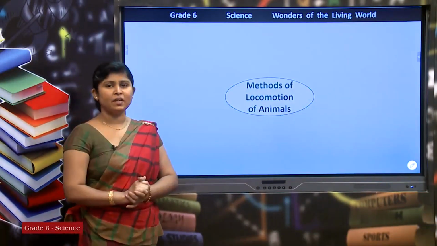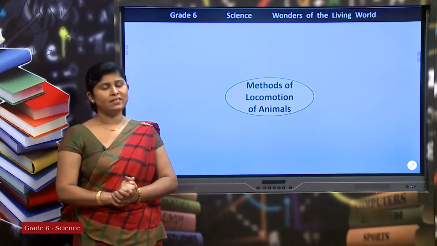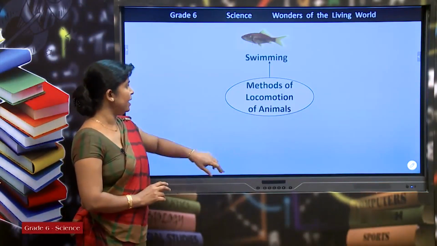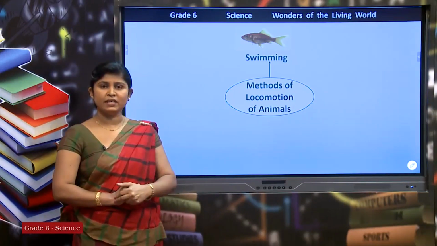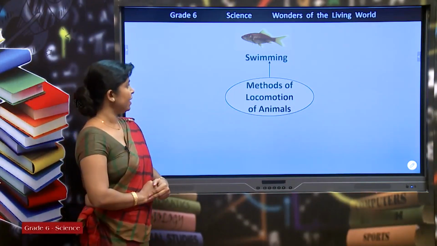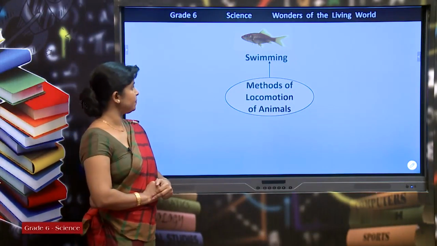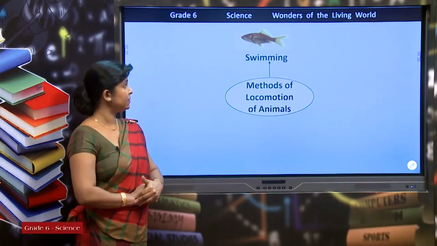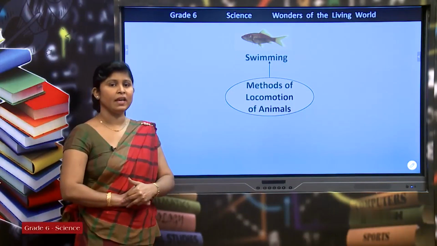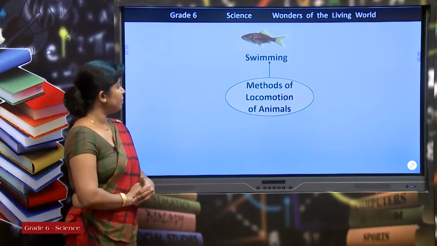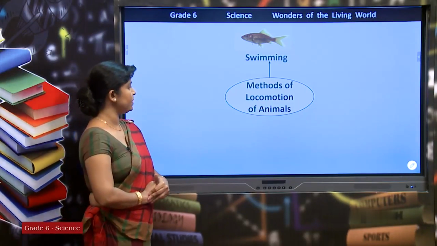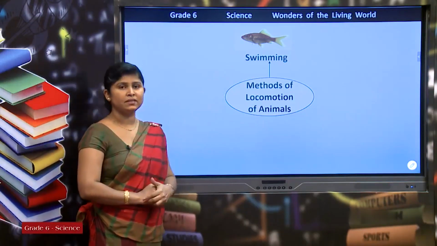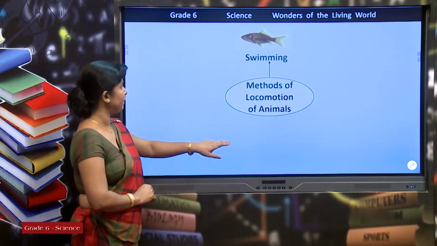Right, we will see about the methods of locomotion. To understand the methods of locomotion easily, I have given you some pictures, right? What is the animal given in the picture? It is a fish, an aquatic animal. The method of locomotion of the fish is swimming. What is it? Swimming.